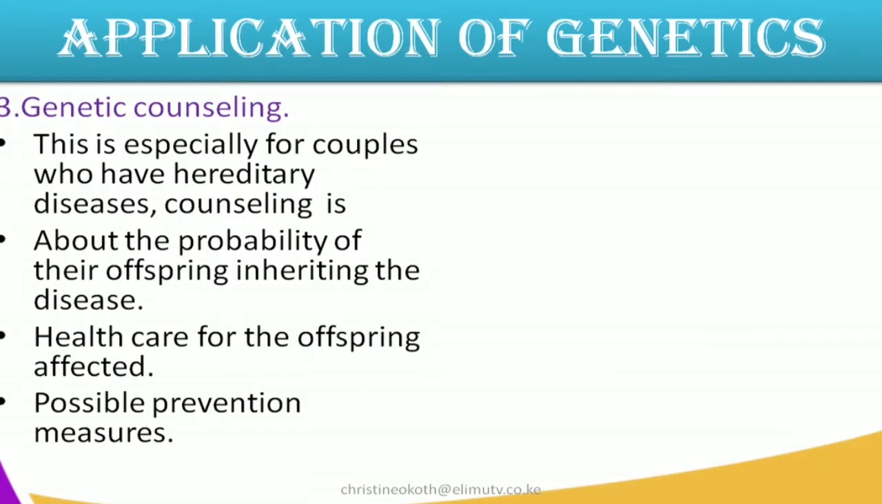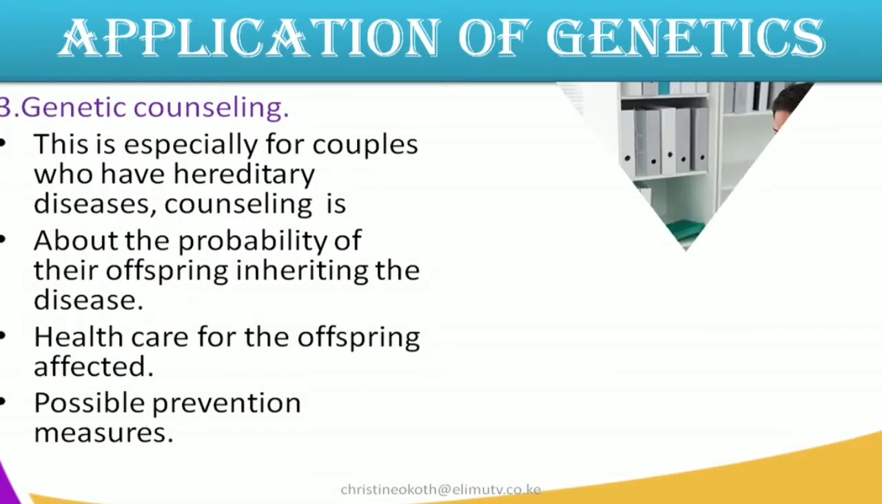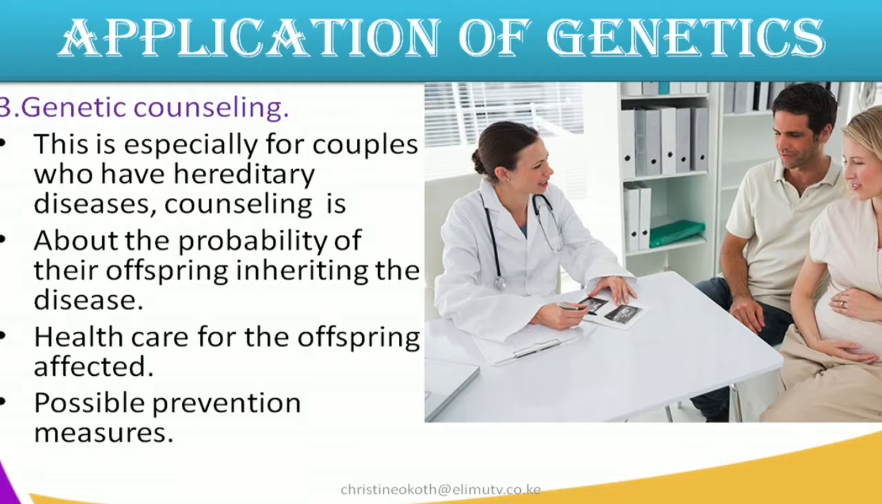The next area where genetics is applied is in genetic counseling. This is especially for couples who have hereditary diseases. They need this counseling so that they can know about the probability of their offspring inheriting the disease, some of the preventive health care that they're supposed to give to their children who are affected, and also to see if there are possible preventive measures.